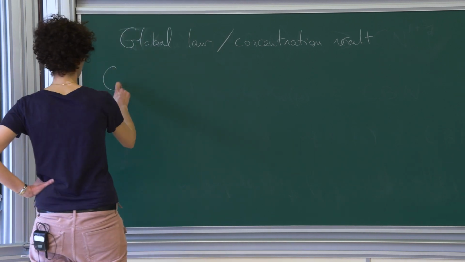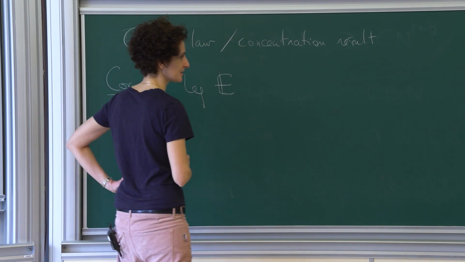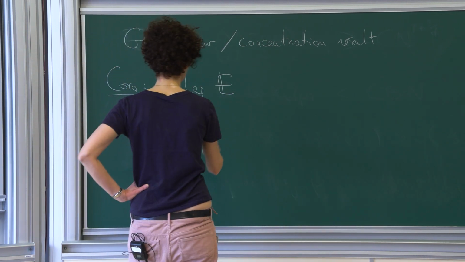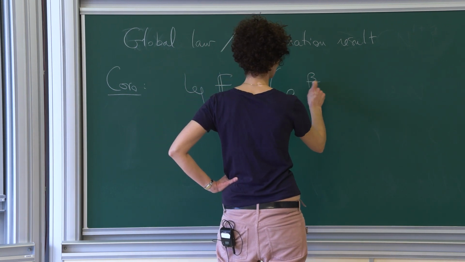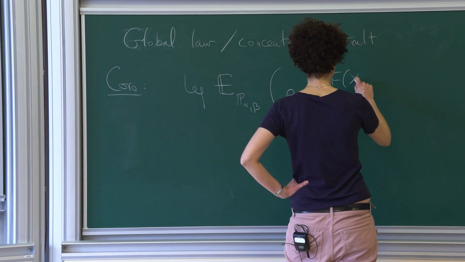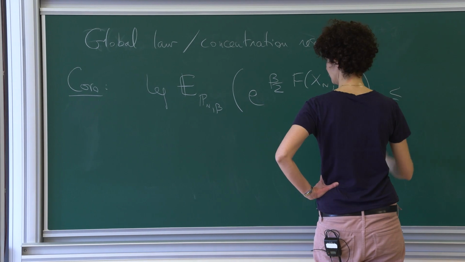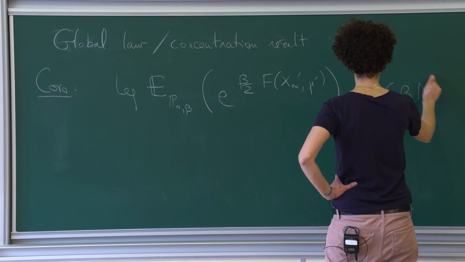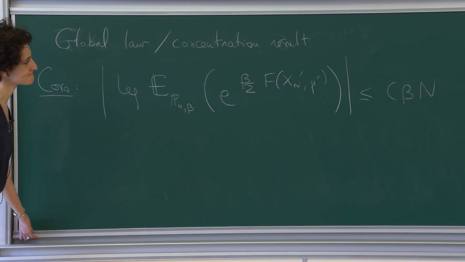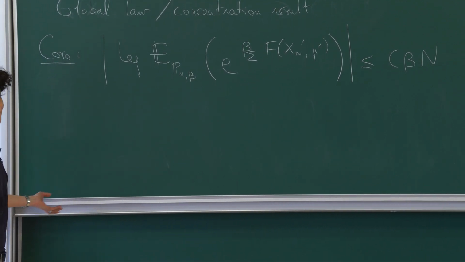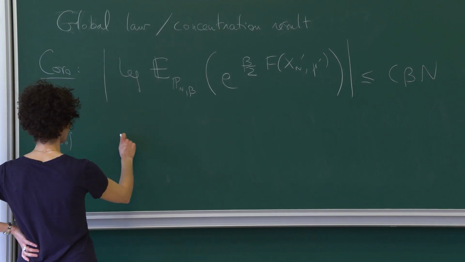Which is a sort of corollary, if you want. The log of the expectation under this Gibbs measure of e to the beta over 2 f xn prime u prime, that thing is also bounded by c beta n. And the proof is very easy once you know all that.